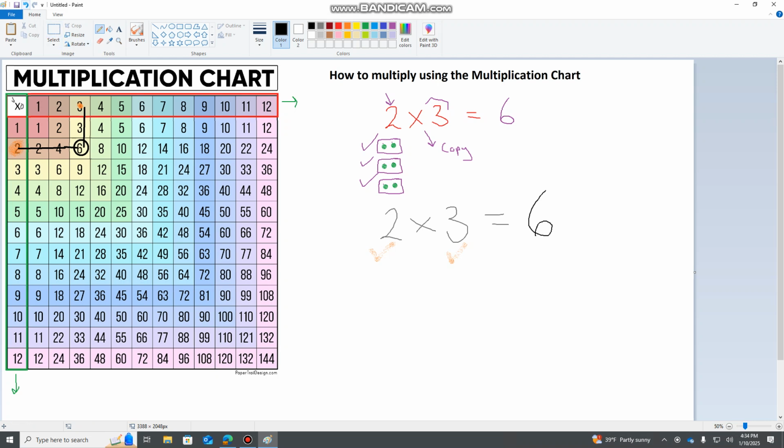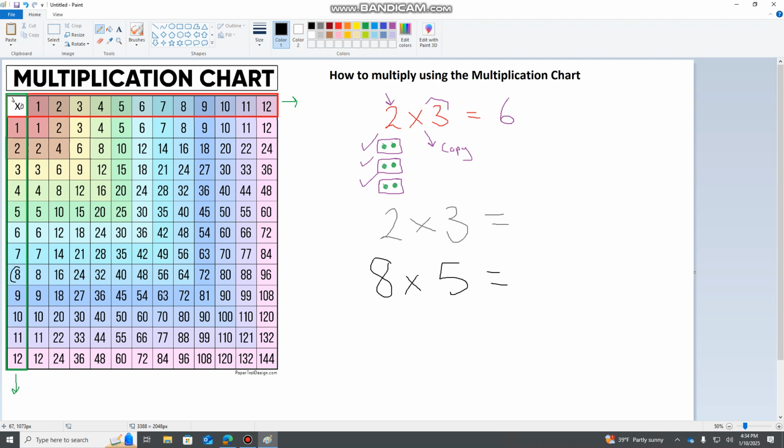I'm going to delete all this right now. Let me erase all this. There we go. Let's try something fresh, something new. I'm going to give you another example. Let us try, how about 8 times 5? Okay? Again, I am going to go on this side, this vertical row right here, this far left side. I'm going to try to find the number 8.